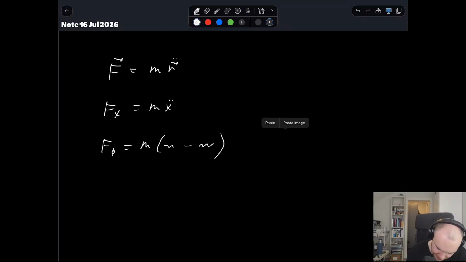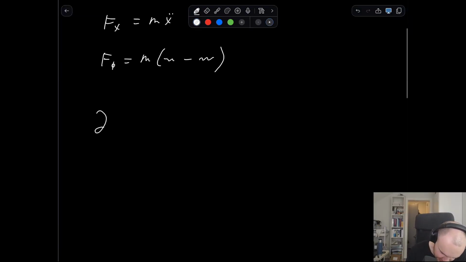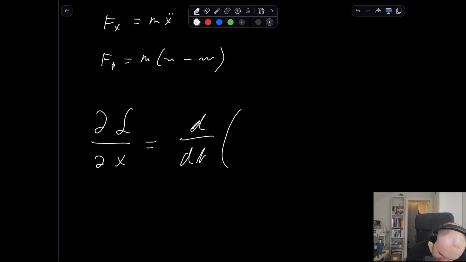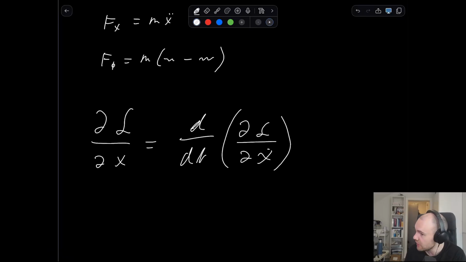But if I did the Lagrangian, the equation will just be d over dt of the partial of the Lagrangian with respect to x dot, and this will be the same. I just substitute x here with phi. I can substitute with r, whatever. It will always be the same. So that's one of the main advantages.